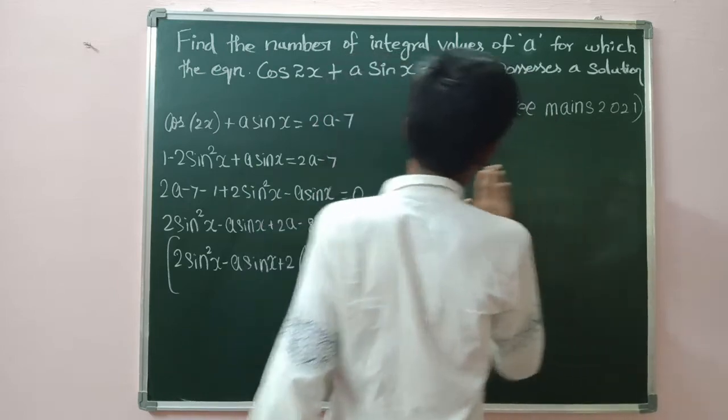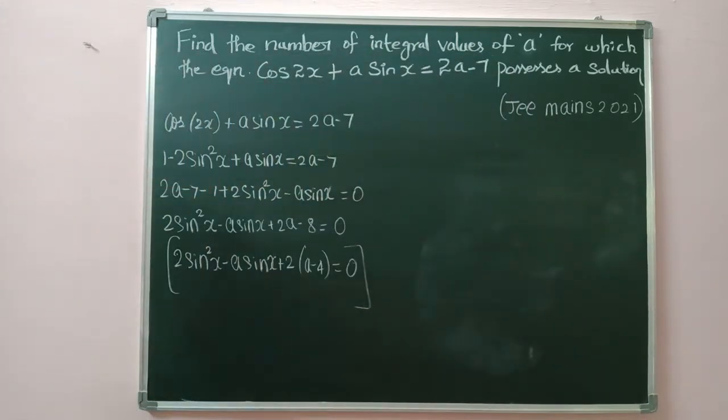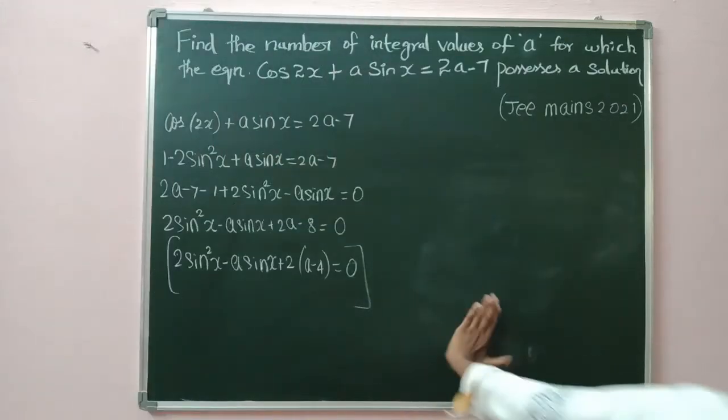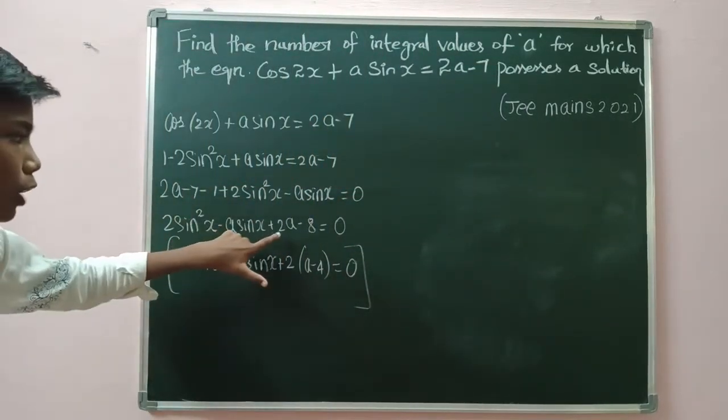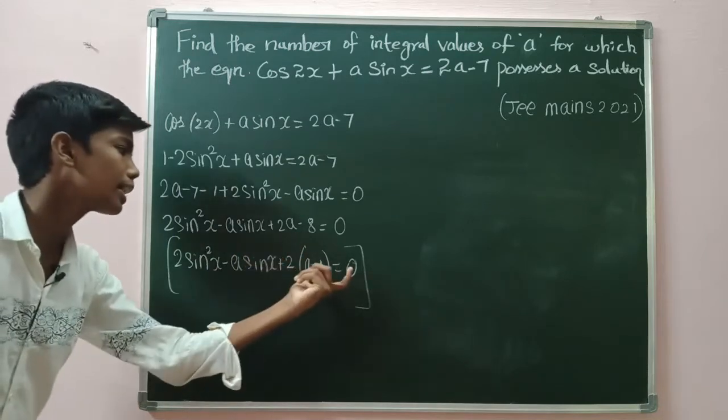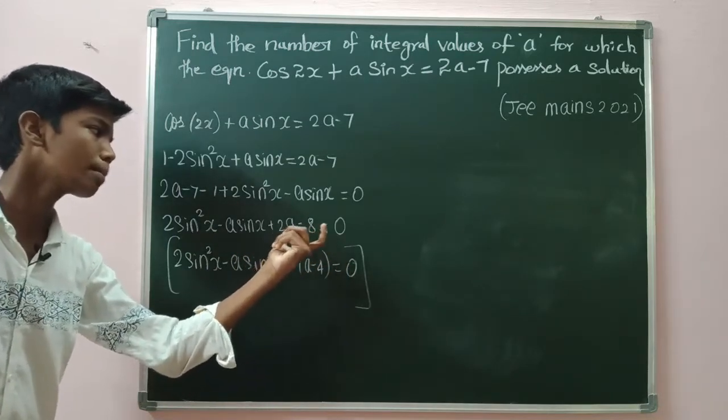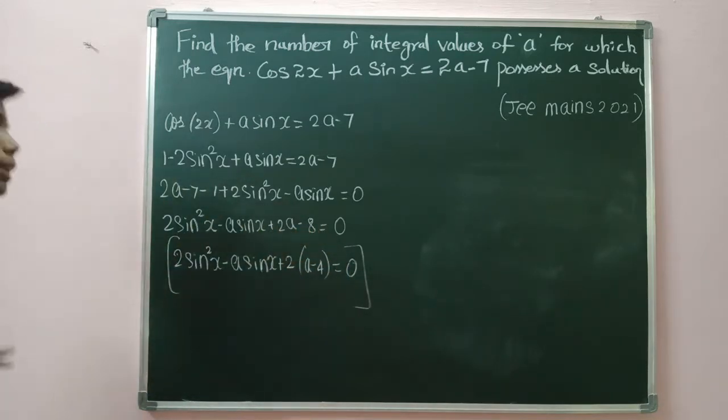Now what I'm going to do next is I will give the duster here. Listen, here I just took your 2 common, then I will get it as 2 into a minus 4. In this particular expression, this 2a minus 8, I took 2 common, and this is something you will get. Now let me solve this equation.